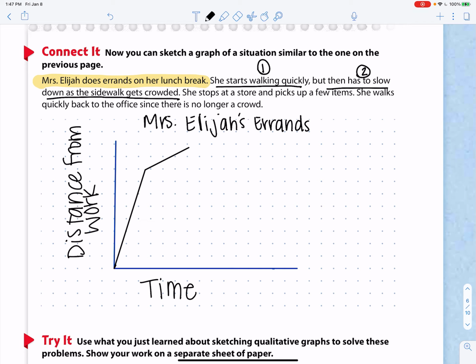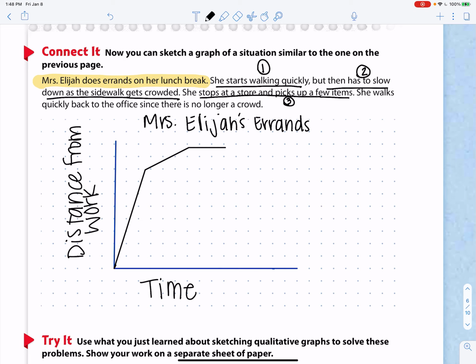Next, she stops at a store and picks up a few items. So she stops somewhere. So the distance from her work and wherever she's at, I guess the store this time, she's not moving anywhere, going any farther, but the time is still going. So she's still running out the time, but she's just not going any farther away from her job. All right, so that's the third thing that happens.